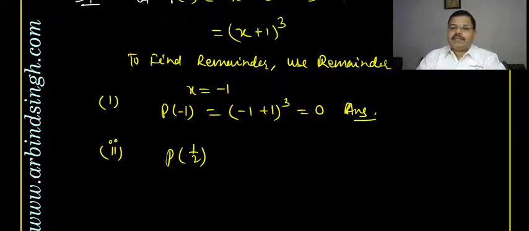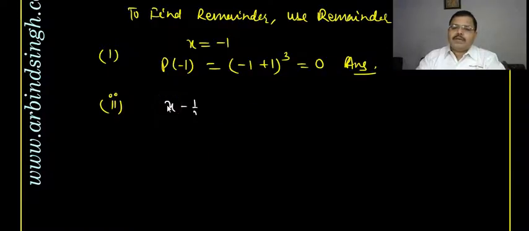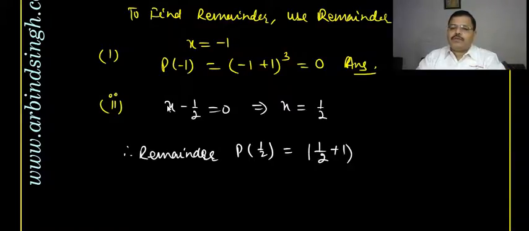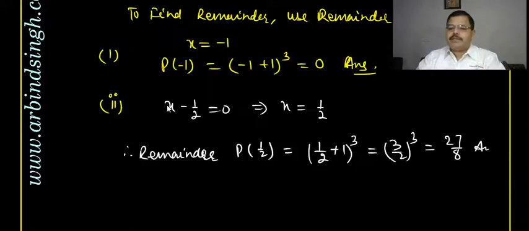And then x is equal to minus 1 by 2. x minus 1 by 2 is equal to 0, therefore x is equal to 1 by 2, and therefore the remainder is given by p of 1 by 2. If you put p of 1 by 2, then this is 1 by 2 plus 1 whole cube, and that will be 1 plus 2, that is 3 by 2 whole cube, and that will be 27 by 8. Answer.